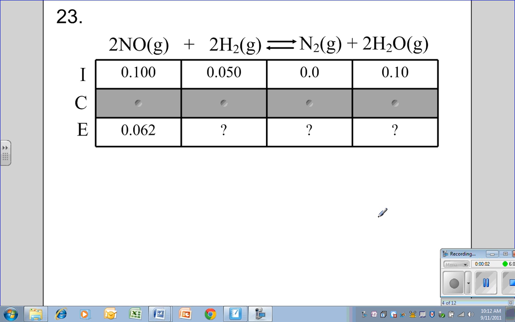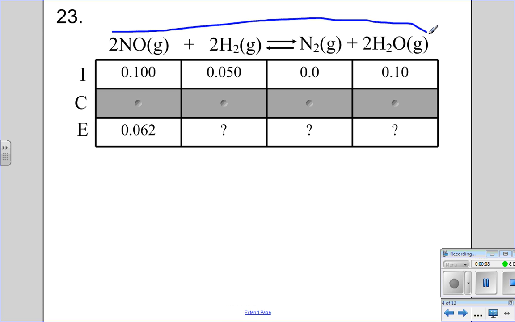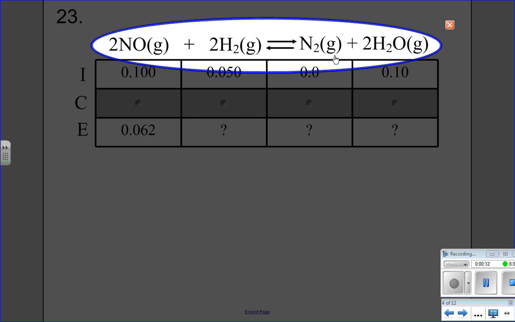Number 23 is our first ICE problem. We have an equilibrium system shown up here. This whole thing is our equilibrium system. Right? We see it's 2 molecules of NO plus 2 of hydrogen gas are in equilibrium with 1 nitrogen gas molecule and 2 water gas molecules.